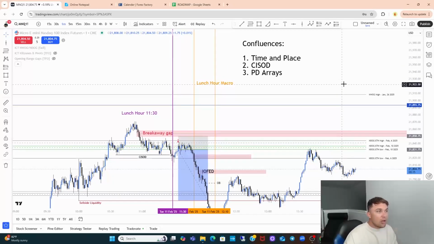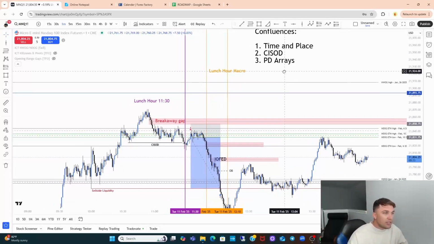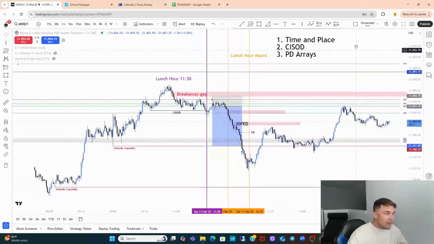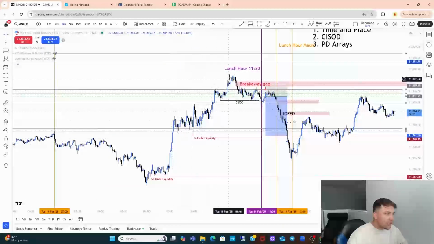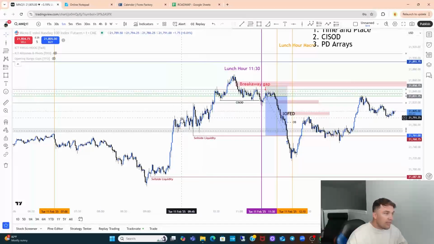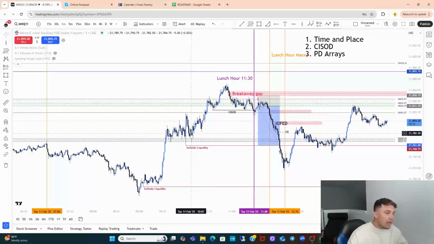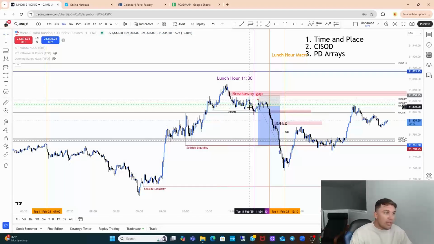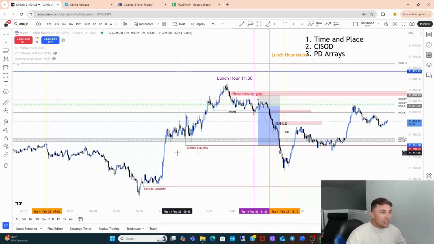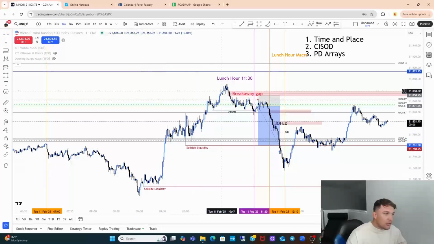Time and place. What is time and place? So in this scenario, this Tuesday morning, we had a continuation. So at 9:30 we opened bullish, continued higher, then accumulated, and then continued to move higher. So we see a bullish continuation this morning past that 10 o'clock, and now heading to that lunch hour at 11:30 we expect the reversal, meaning where is that engineered liquidity during that continuation?